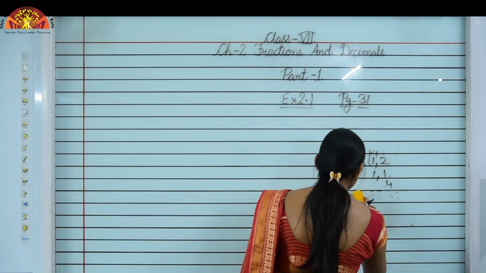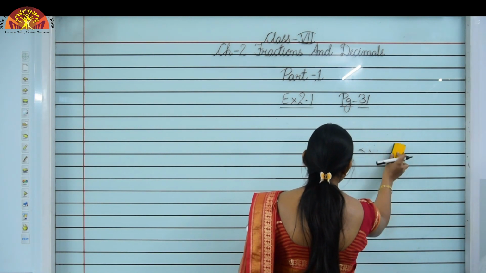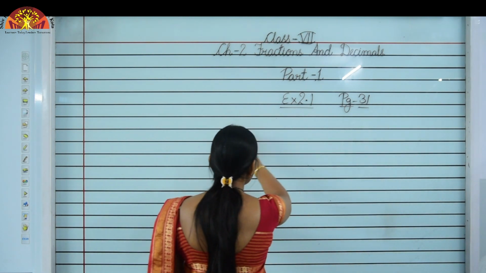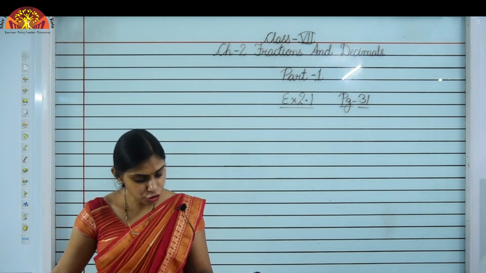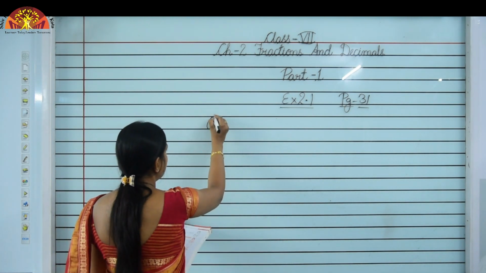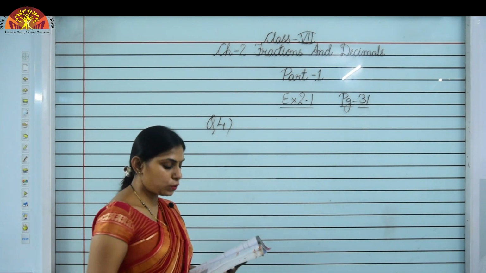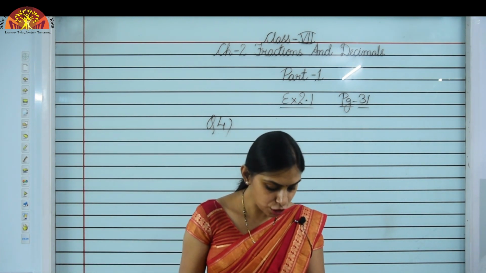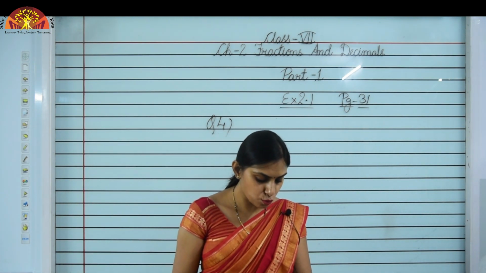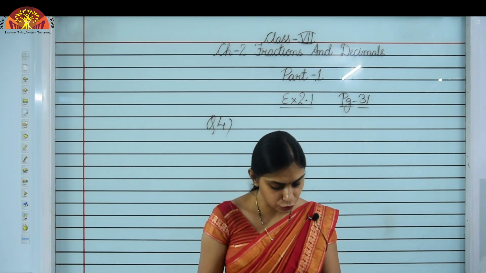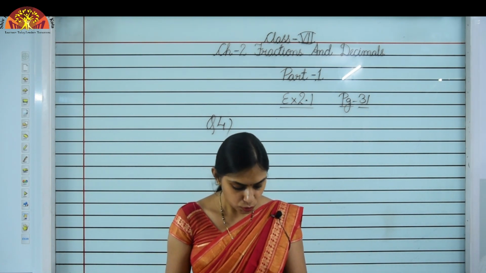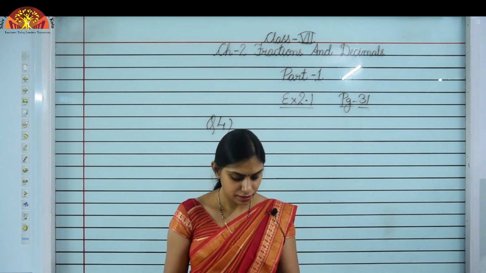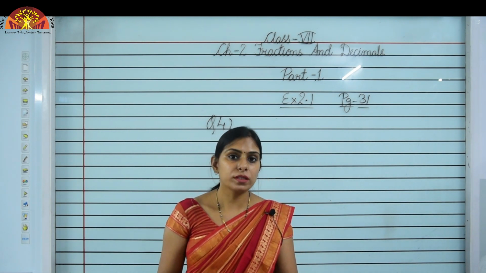That is, we have studied about the addition and subtraction of fractions. Now just see the word problem over here. Just see question number 4. Now go through the question. A rectangular sheet of paper is 12 1 upon 2 centimeter long and 10 2 upon 3 centimeter wide. Find its perimeter. What is given to you?